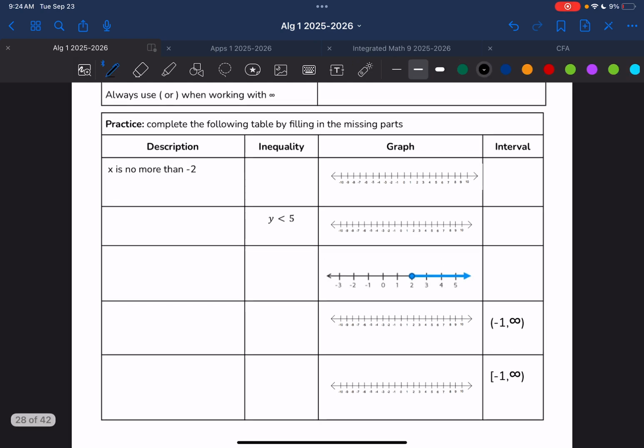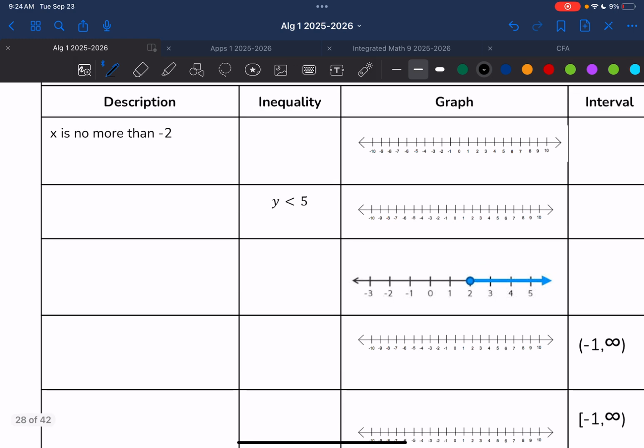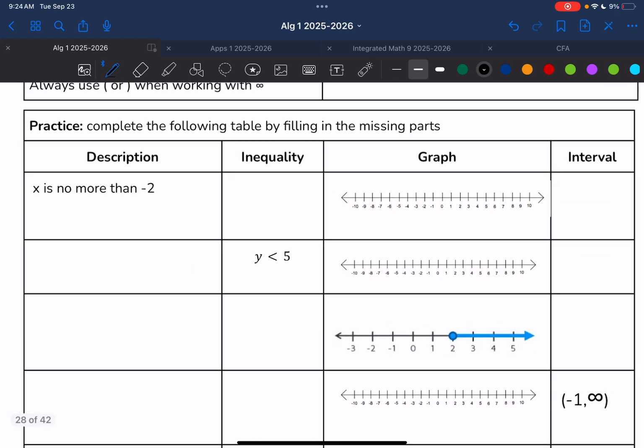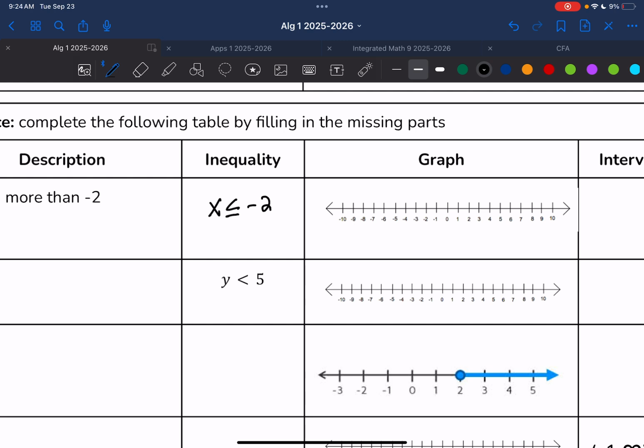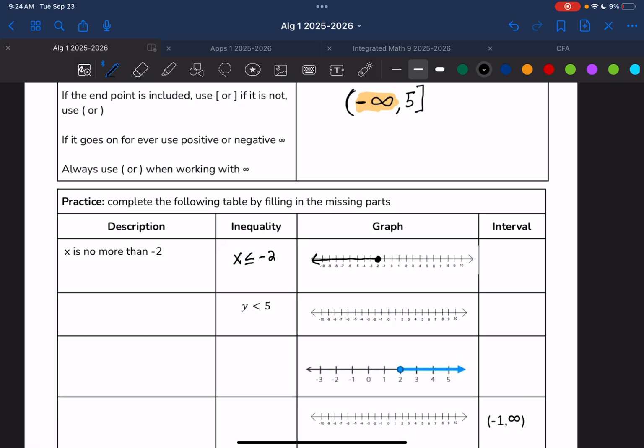All right, so let's go through this now. So x is no more than negative 2. Remember, no more than means less than or equal to. So we're going to write x is less than or equal to negative 2. And if we're graphing, we're going to start at negative 2 and go all the way to the left. Now we're thinking about this in interval notation.